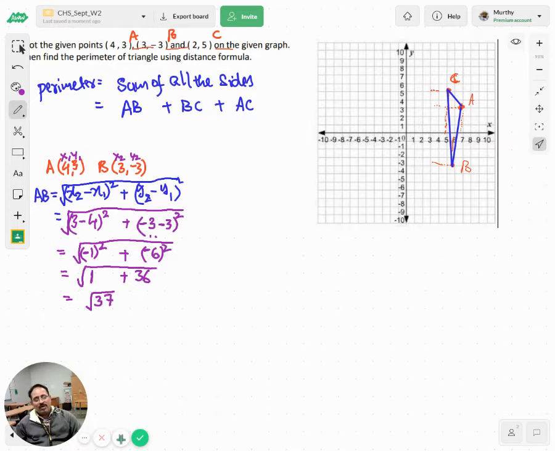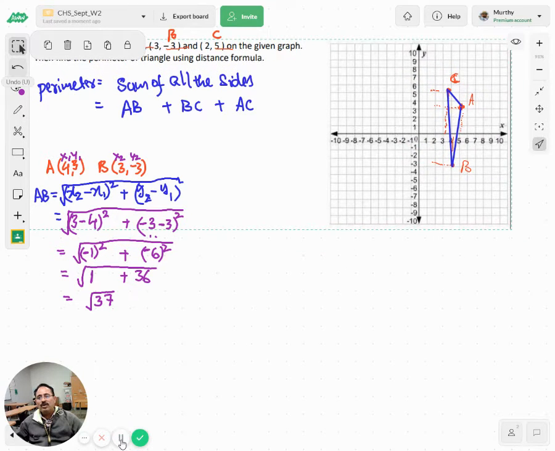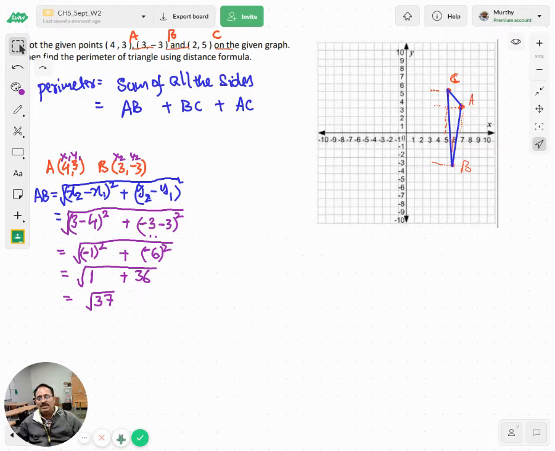You know, what is square root 9? It's 3. Square root 25 is 5. Square root 37, we can't simplify. So leave the value of square root 37 as it is, no need to change those values. Just let it be as the square root of 37.